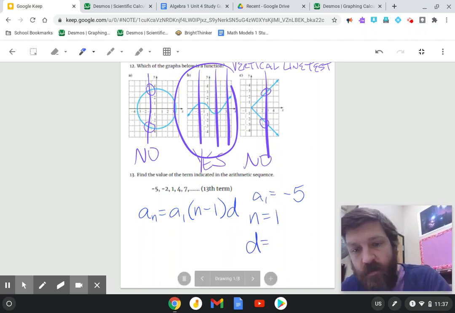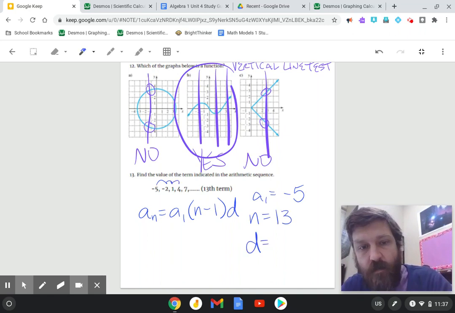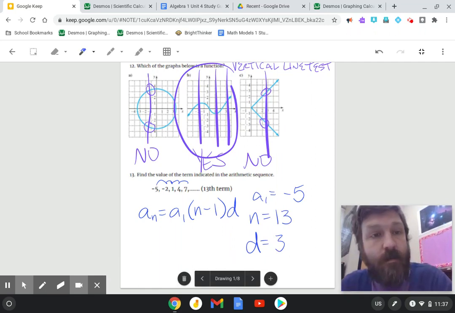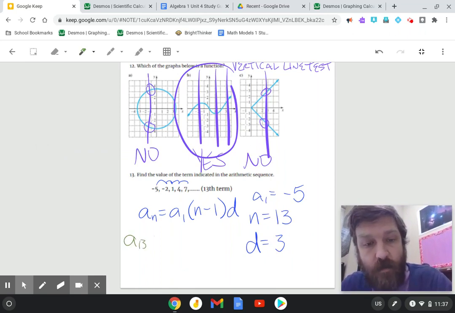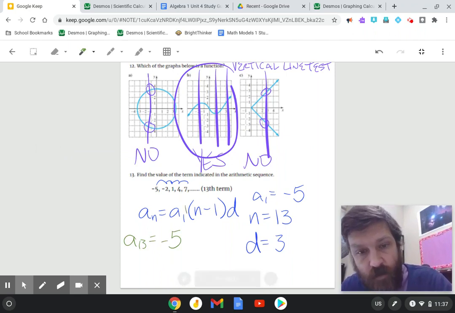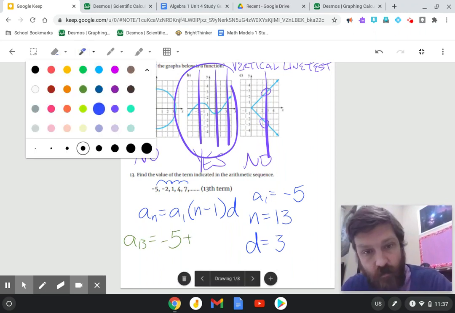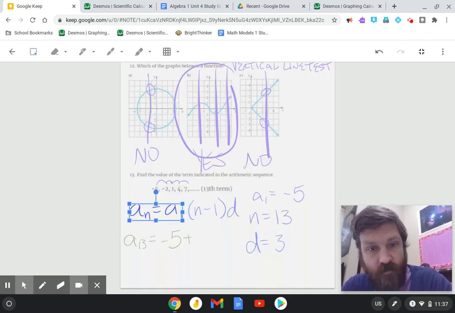We are looking for the 13th term, and we can see the common difference is 3 because it's going up 3 each time. If you need a review of those concepts, you need to go back and watch the video from earlier in the lesson. This is just a review. So the 13th term is equal to -5 plus, I made a mistake, plus N minus 1 times D. I'm going to go ahead and erase that and fix it. I missed a whole part of this equation. Let's go ahead and go back and fix this. There we go.